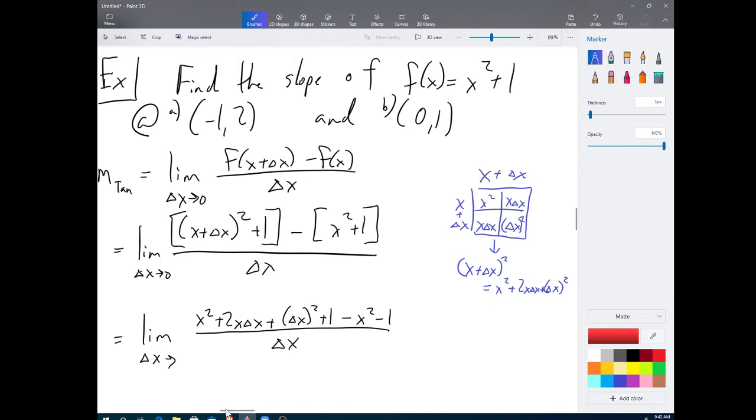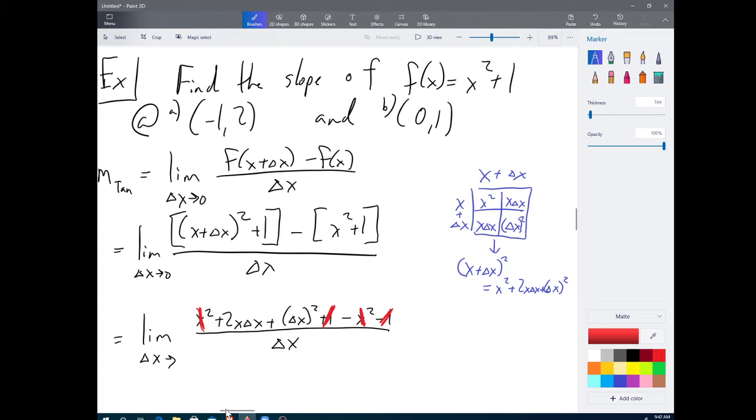Can you tell me what will cancel? X squared and negative x squared. Both the ones. And our ones here. And do you want me to give you a helpful hint for things that'll cancel?